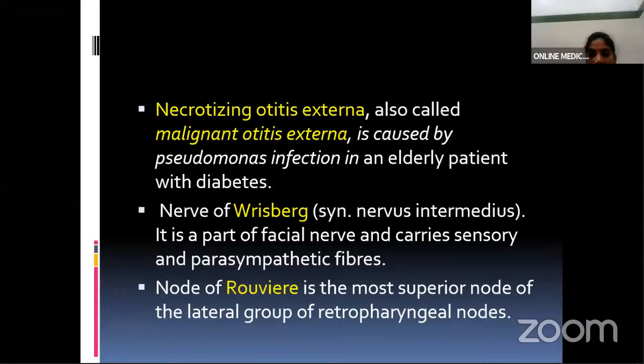So this retropharyngeal node, where is it present? External ring. Okay. So the node of Rouviere is the most superior node of the lateral group of retropharyngeal nodes. So one part of the retropharyngeal node is called node of Rouviere, which is most superior and lateral.